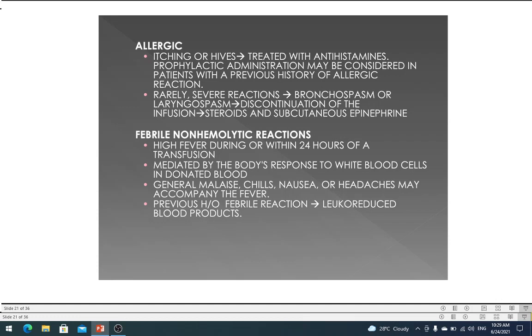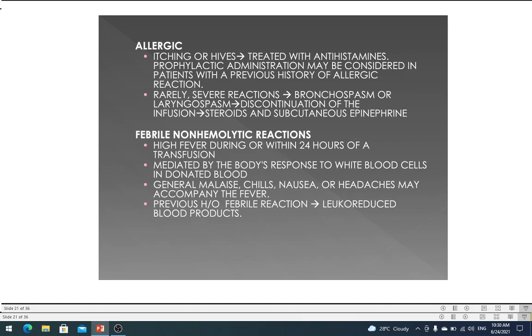So you get itching and you can get urticarial rashes and all. That is a mild reaction. Treatment is, you give antihistaminics. Sometimes, with people who require repeated transfusions, when you know that the patient has had an allergic reaction during the previous transfusion, you can prophylactically give the patient antihistaminics to prevent it.